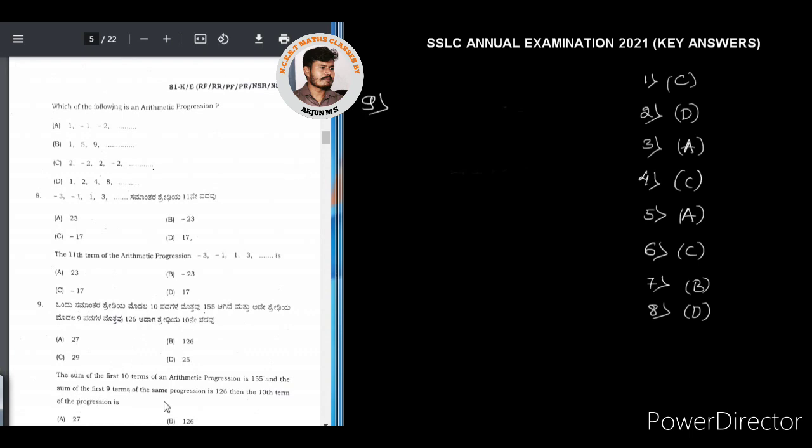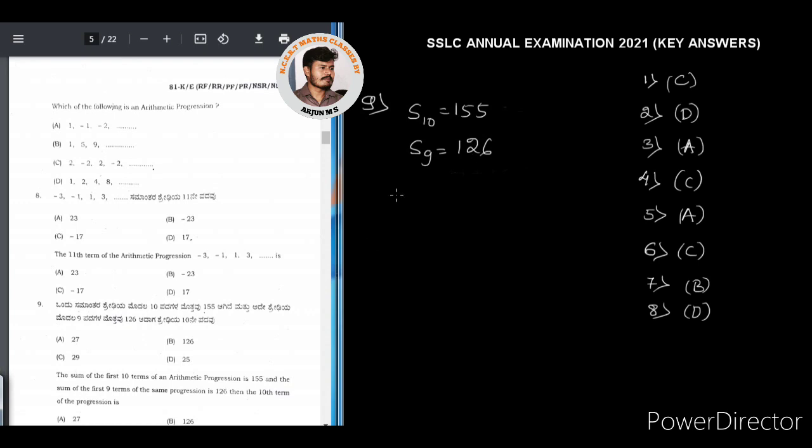The sum of the first 10 terms of an arithmetic progression is 155. So that means S10 is equal to 155. You just take down S10 here. And the sum of the first 9 terms, that means S9 in the same AP, is 126. You just take down that value also.